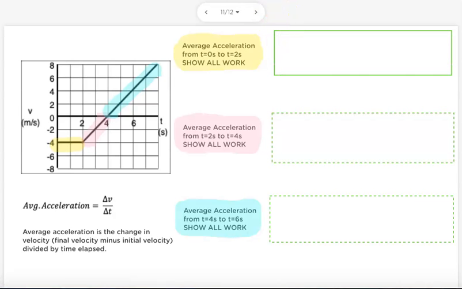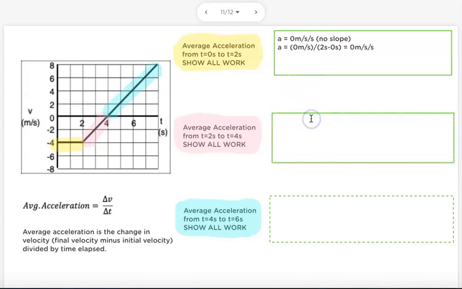So for the yellow part, my acceleration is, first of all, I could say that it's 0 meters per second squared because there's no slope. No slope means no acceleration. But if I wanted to write that out and prove it to myself, I'd say there's no rise divided by a run of 2 seconds minus 0 seconds. So that's the same answer.